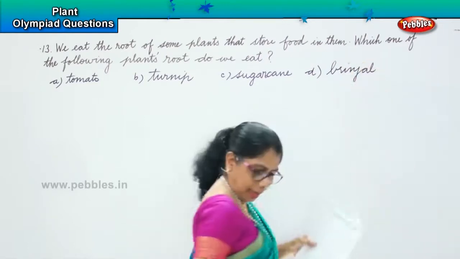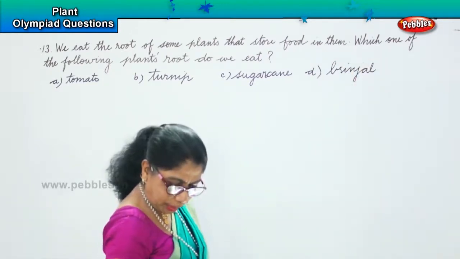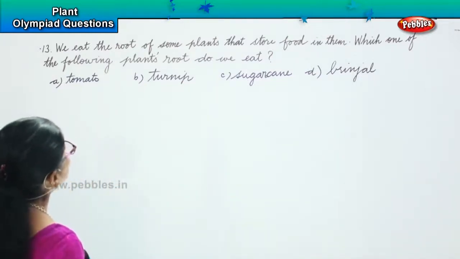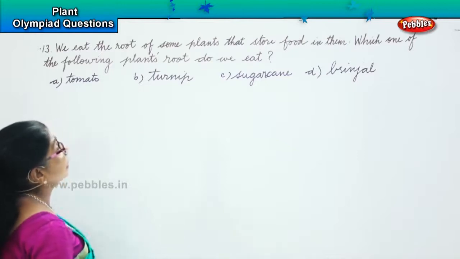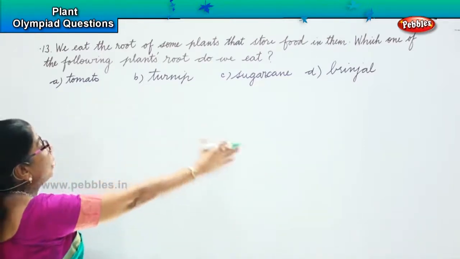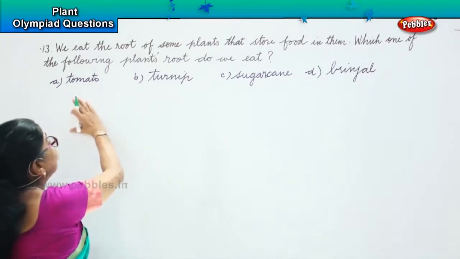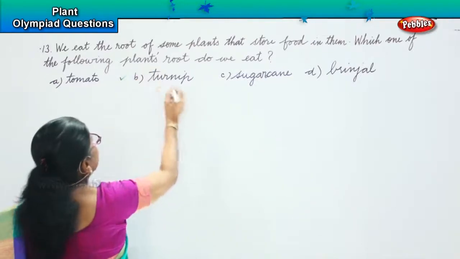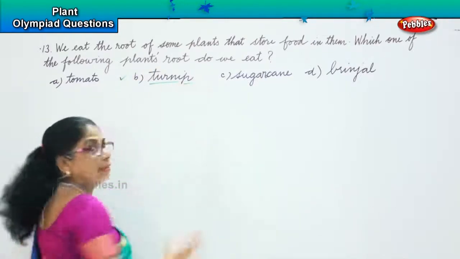We are talking about the root of some plants that store food in them. Which one of the following is the root that we eat? Tomato is not a root, sugarcane, brinjal, no. Turnip is a root. So that's the right answer.